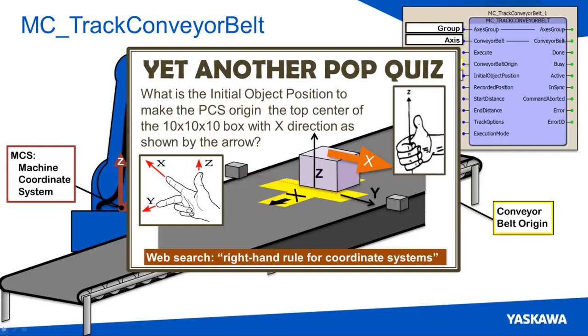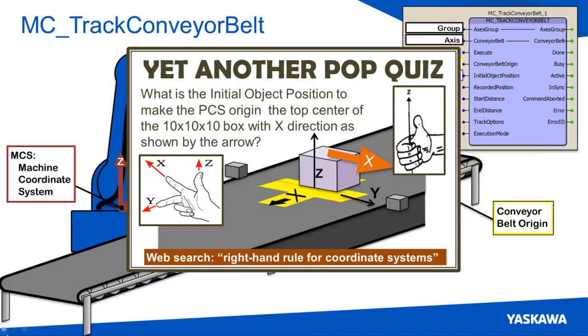Now we need to know the other right-hand rule, which is that if your thumb is pointing in the positive direction of an axis, your fingers will curl in the positive direction of rotation around that axis. So again, thumb pointing in the direction of the axis, your fingers will curl around in the positive direction of that axis. So if we look at this box, we need to rotate it around the z-axis so the x of the part coordinate system is the same as the x of the conveyor belt.